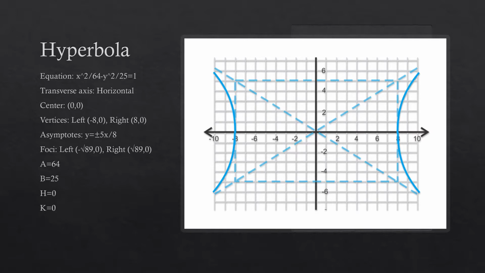The left foci is negative square root of 89, 0. Right is square root of 89, 0. The asymptotes are y equals plus or minus 5x over 8. The transverse axis is horizontal. The equation of this graph is x squared over 64 minus y squared over 25 equals 1.